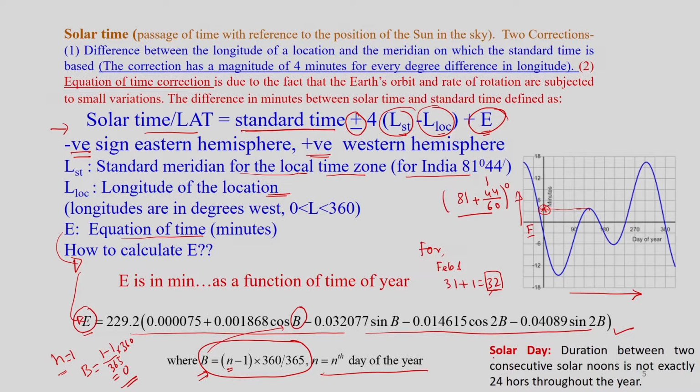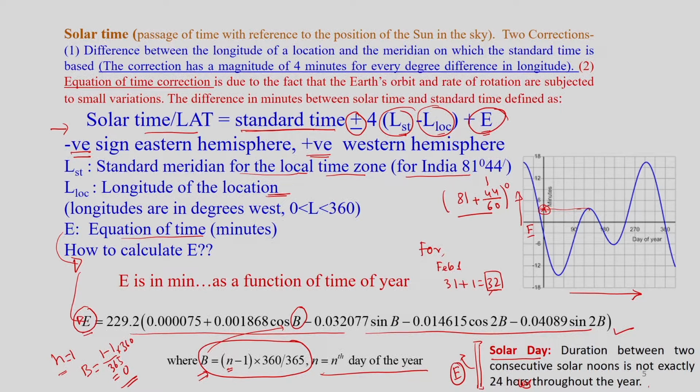And also we can define one term called solar day. It is the duration between two consecutive solar noons, which is not exactly 24 hours. So, this variation is there throughout the year, and this variation is taken care of by this E. Because of that we need to consider this E value.